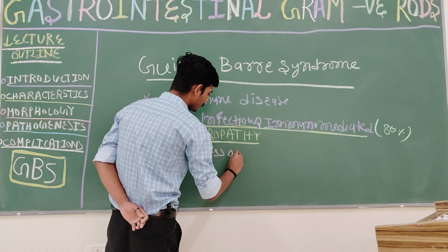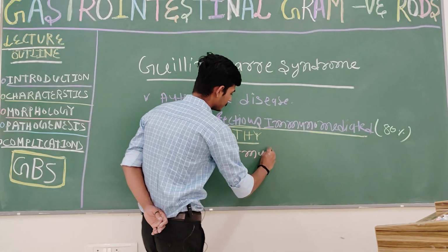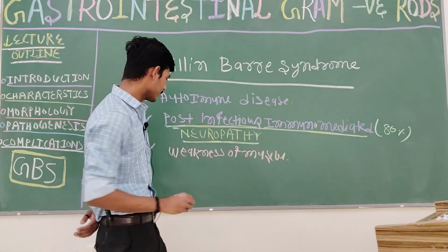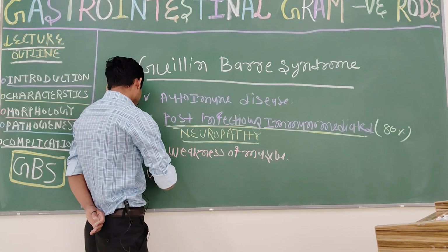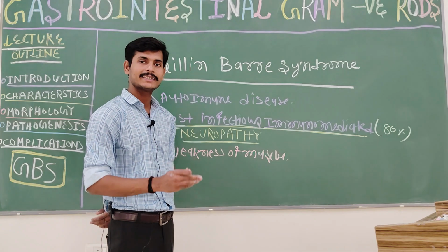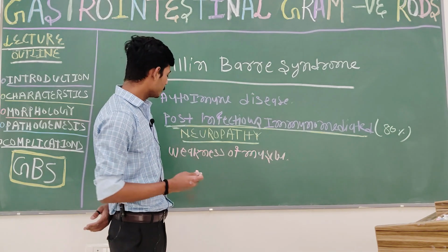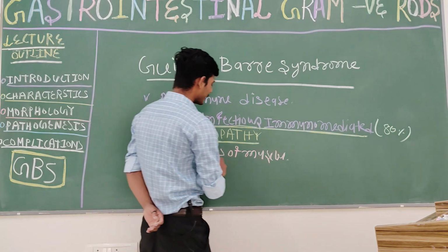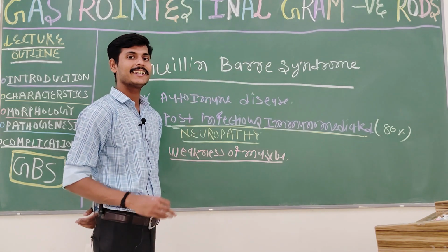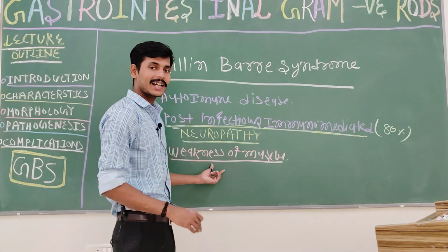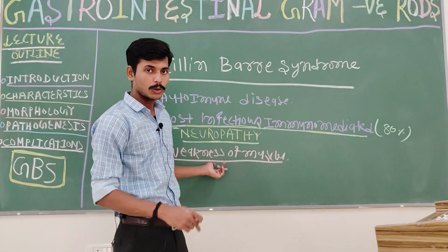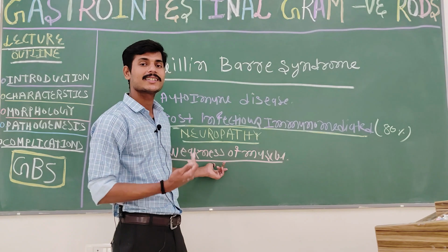Weakness of muscle. This disease first affects the muscles, and then it leads to a more drastic condition of the muscles called paralysis. So there is an ascending paralysis. This weakness starts from the lower limbs, and it is in ascending order.